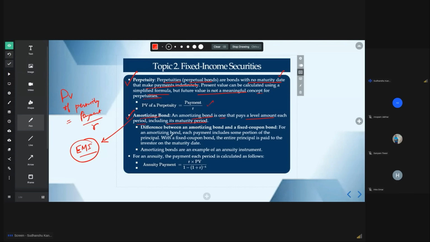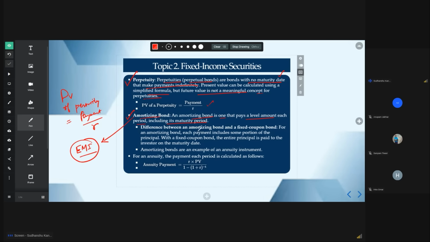So amortizing means you are paying like an EMI. What happens in an EMI, if anybody has taken a loan? You pay a little bit of your principal amount every period and a major chunk of interest. Initially you pay a major chunk of interest and a little bit of principal, and when a few years are covered, the interest portion is finished and you only pay the principal portion.